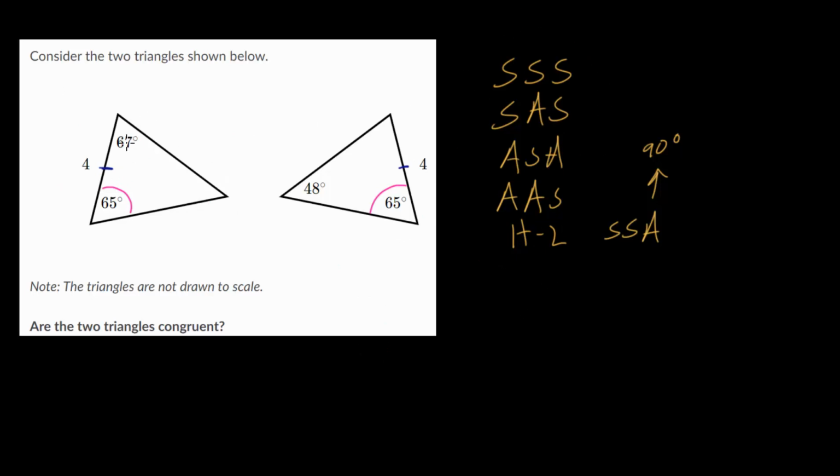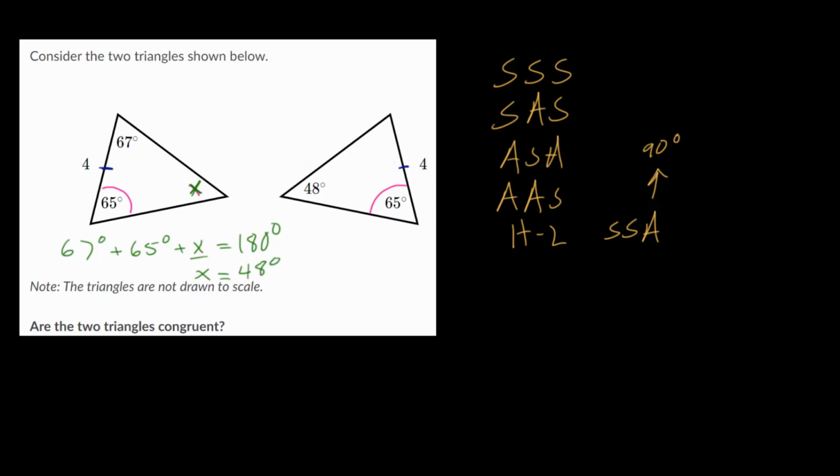And remember that the angles in a triangle add up to 180 degrees, which means if we call this x, let me use a different color, then we can make an equation where we add these three together and set them equal to 180. Which means we have 67 degrees plus 65 degrees plus x is 180. And if we solve this for x, then x is equal to 48 degrees.